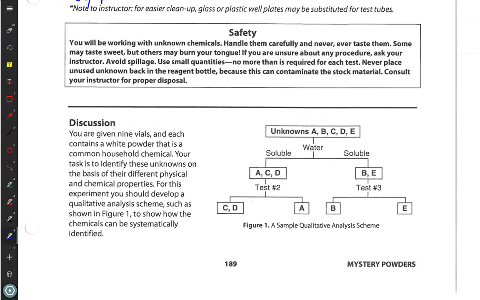Can I get some water real quick? Just wait till I finish. It'll be quick. Okay.